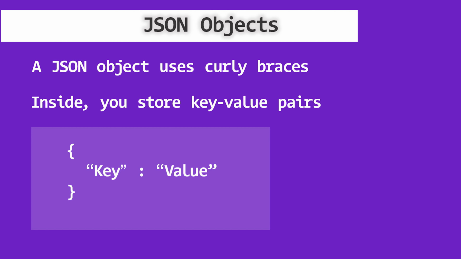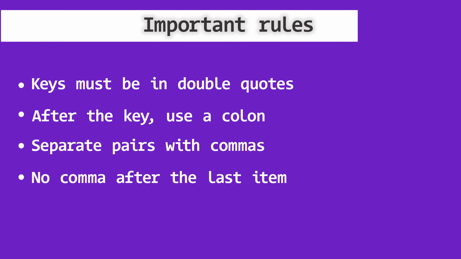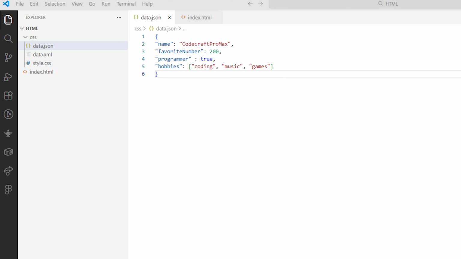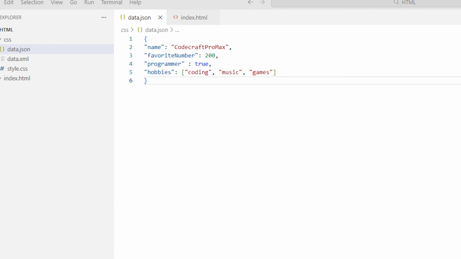JSON objects. A JSON object uses curly braces. Inside, you store key-value pairs. Here are the important rules. Keys must be in double quotes. After the key, use a colon. Separate pairs with commas. No comma after the last item. Example, a user object might look like this. Name is a string. Favorite number is a number. Programmer is a boolean. Hobbies can be an array of strings.